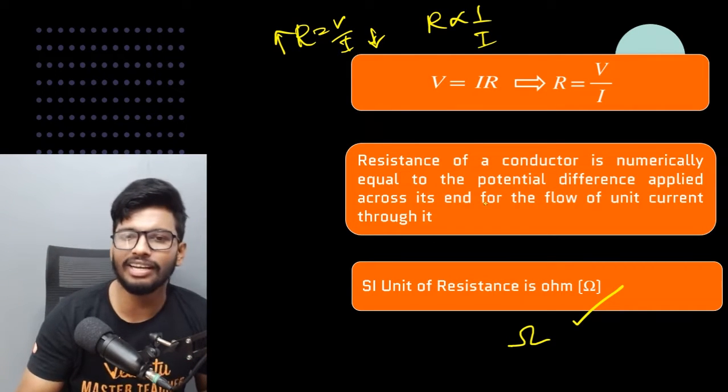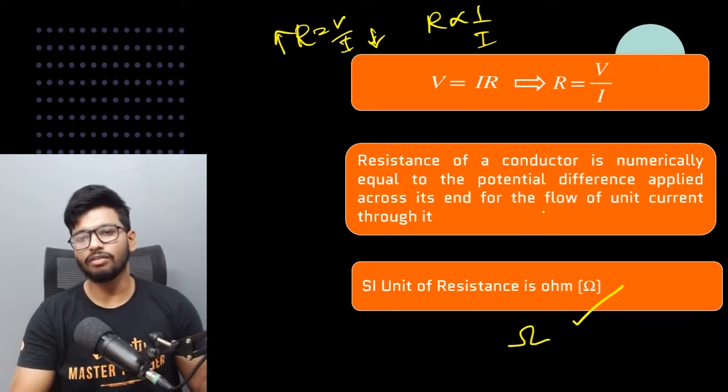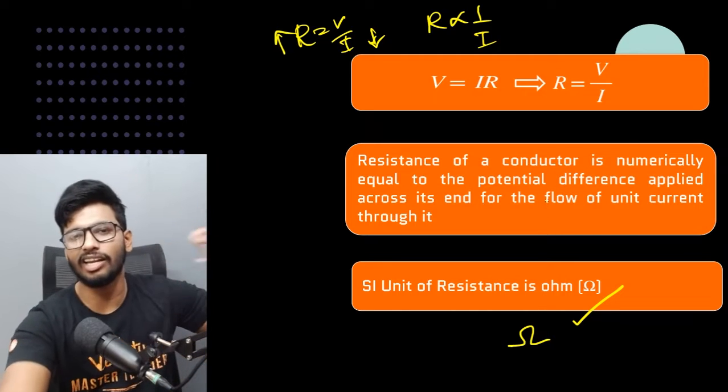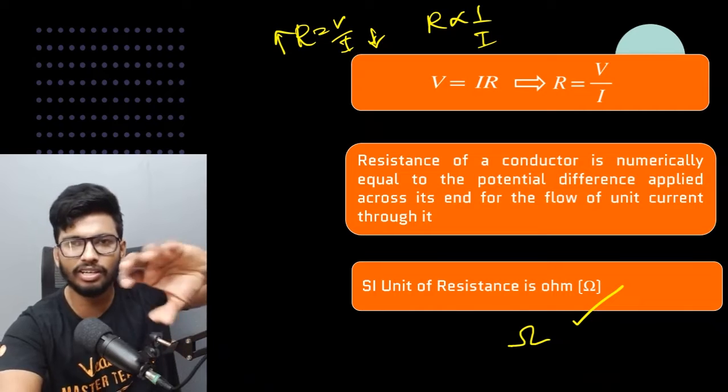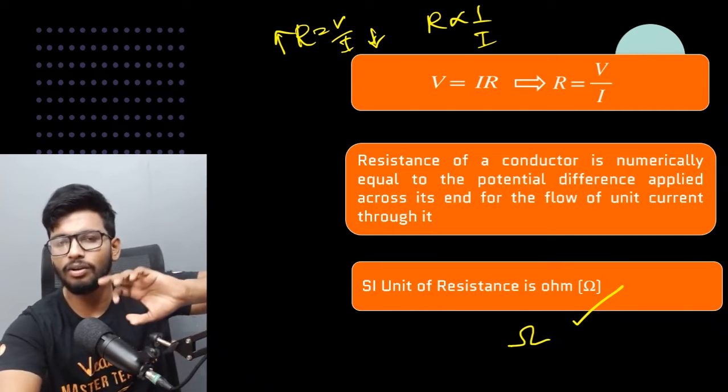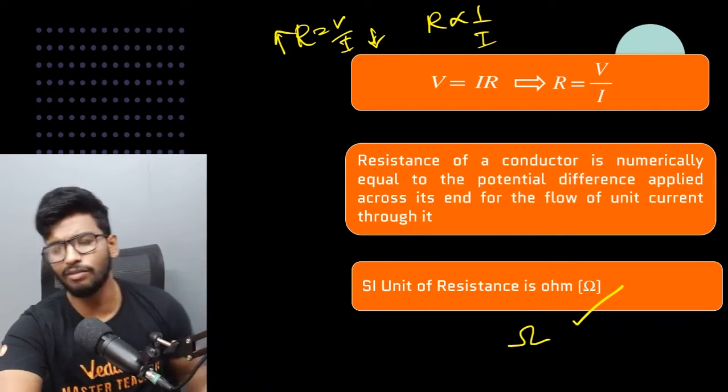So resistance is numerically equal to the potential difference applied across the flow of current. Mathematically speaking, it is directly proportional to the potential difference and inversely proportional to the current.